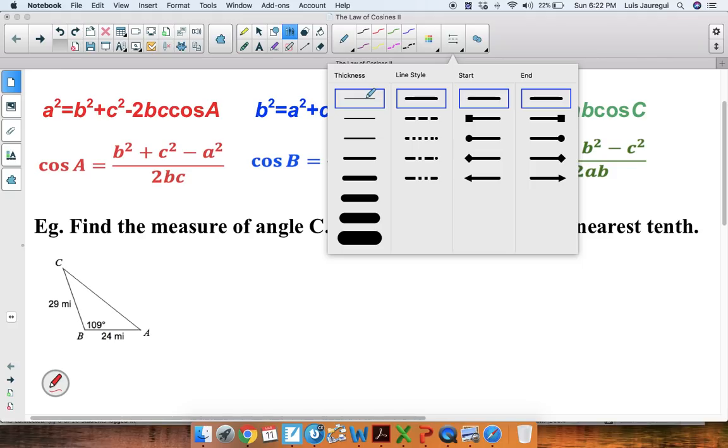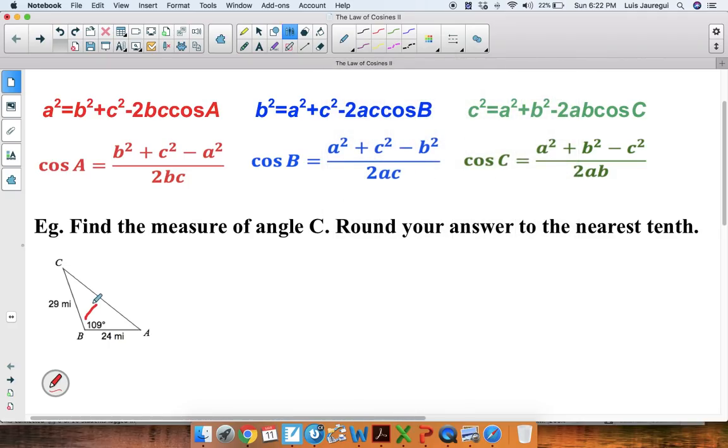Whenever I see this type of problem, the first piece of advice I would give you is to label the sides. Keep in mind that the side across from angle B is side lowercase b. The side across from angle A is side lowercase a. And the side across from angle C is side lowercase c. Now let's identify what we already know.